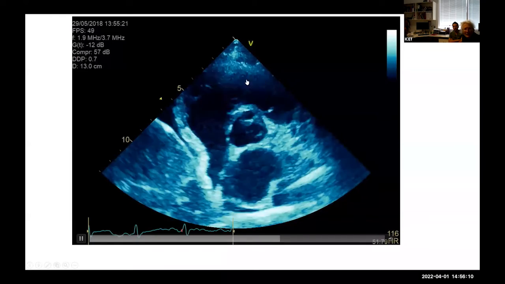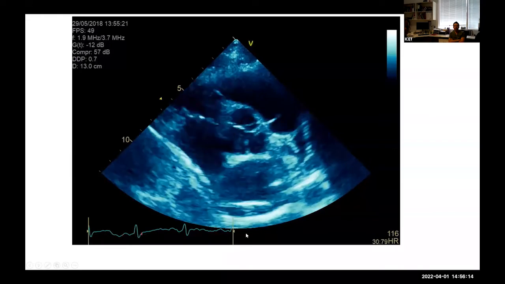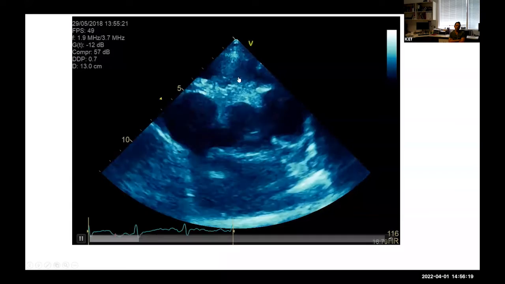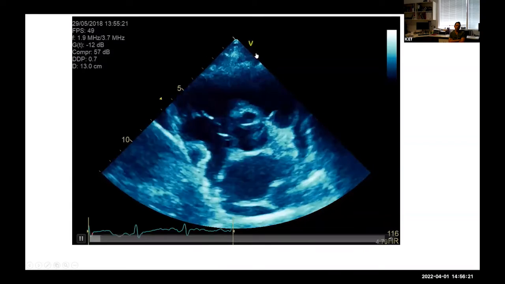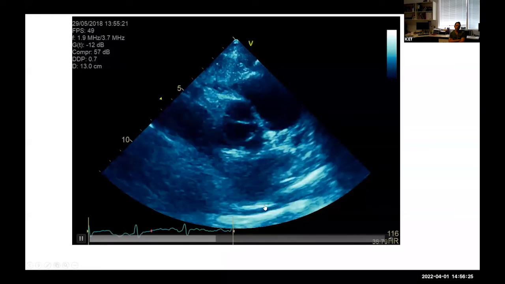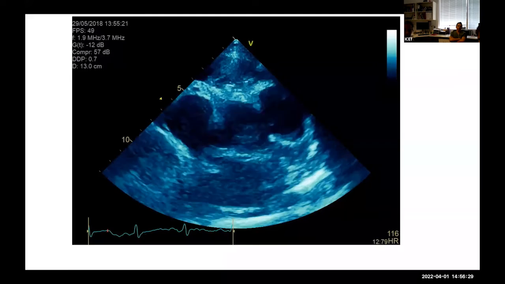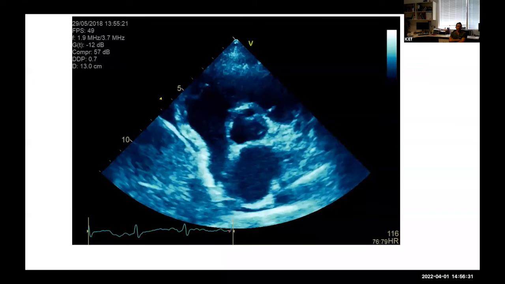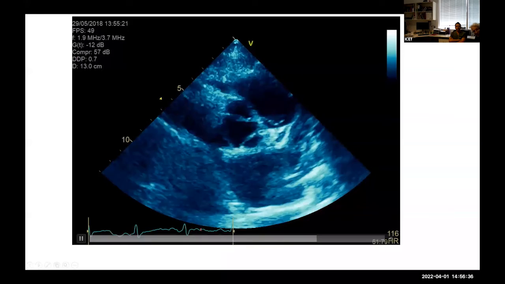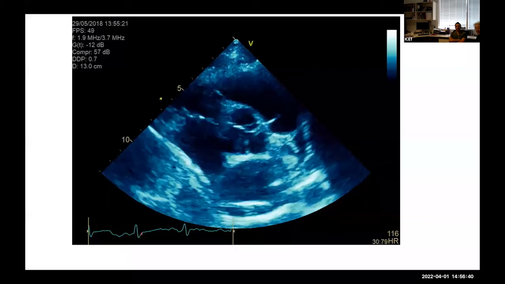There's a lot of near field clutter. But I don't see any septations or any other echogenic material in the pericardium, so it looks otherwise fairly clean. Can you think of anything else? I can't speak to any regurgitation, but it's just going crazy in there. Effusion.